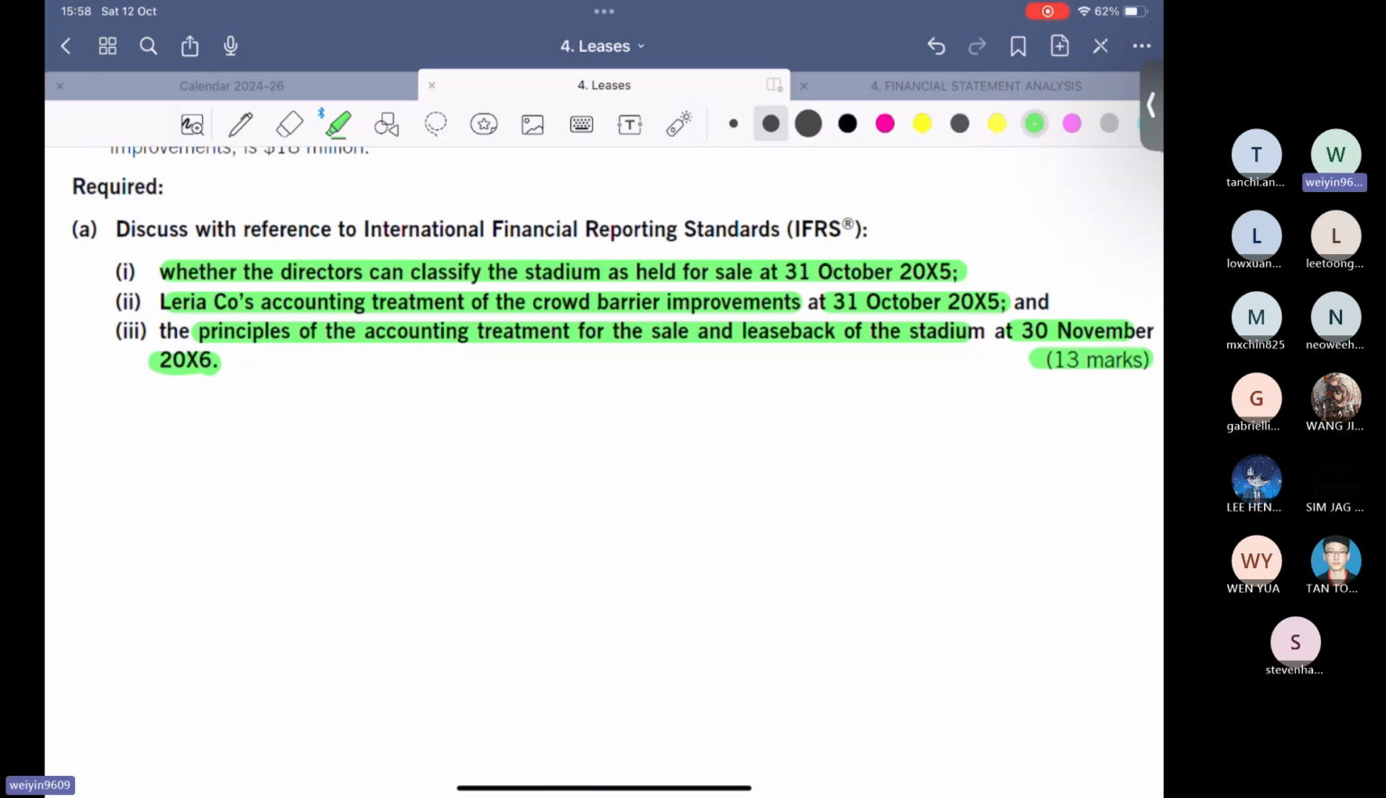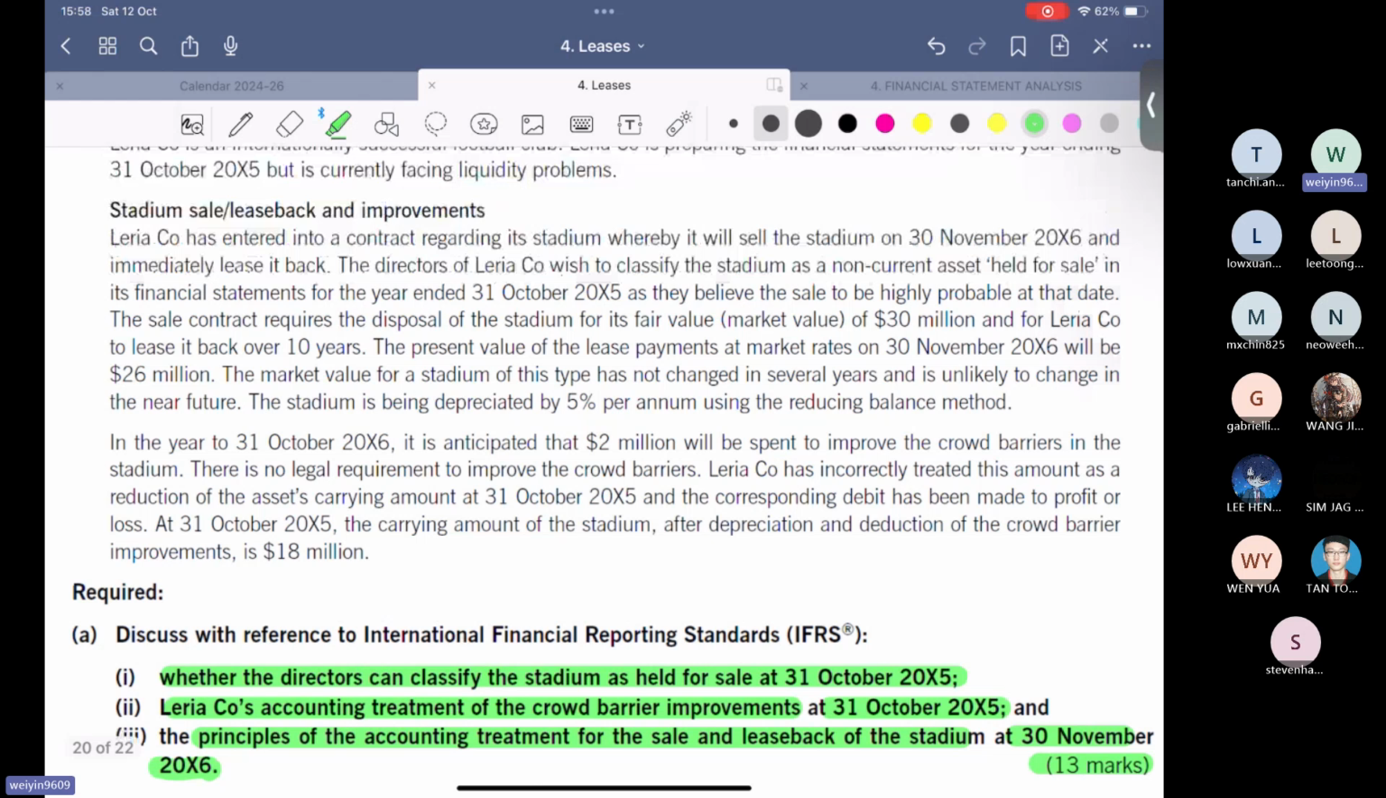So based on this one, class, because we do not have much time now, and this one needs a lot of calculations as well, there are three things that you need to know: held for sale, accounting treatment for the crowd barrier improvement, and then number 3 will be your step 1 to step 4. So try with this one.